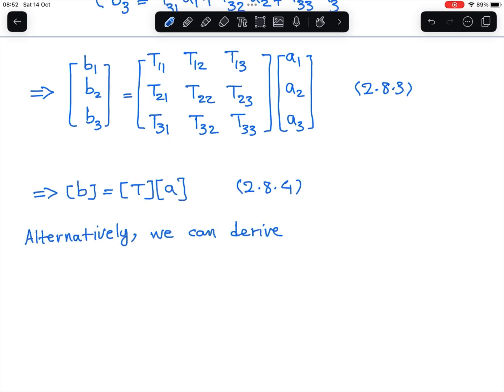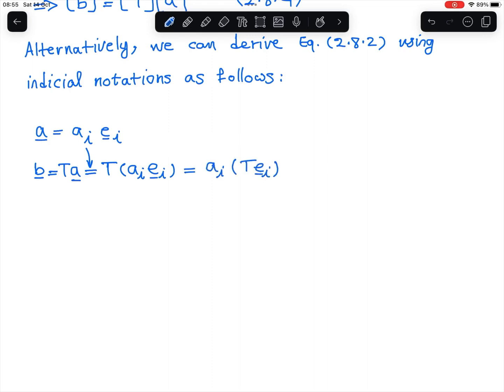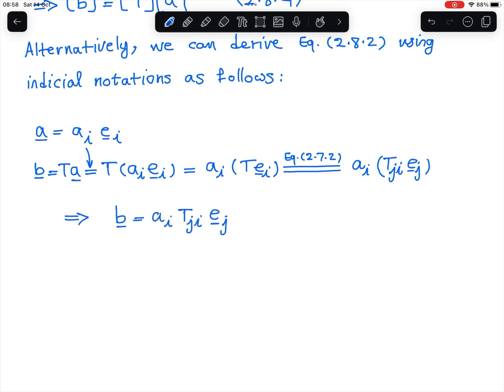Alternatively, we can derive the equation 282 using the indicial notation. Vector A can be written as AIEI. B equals TA. We substitute A in this expression. By factoring out AI, we can write it as AI times TEI. Now using equation 272, we can write it as AI times TJI EJ. Finally, vector B can be written as AI TJI EJ.